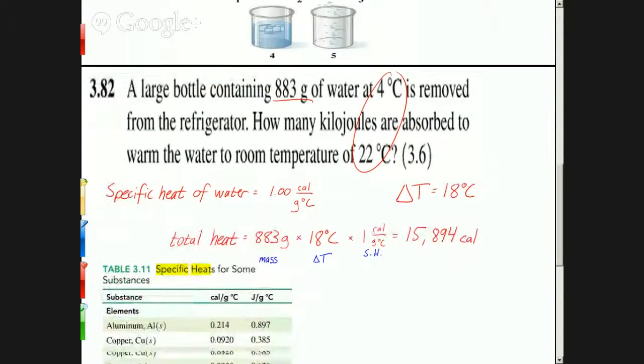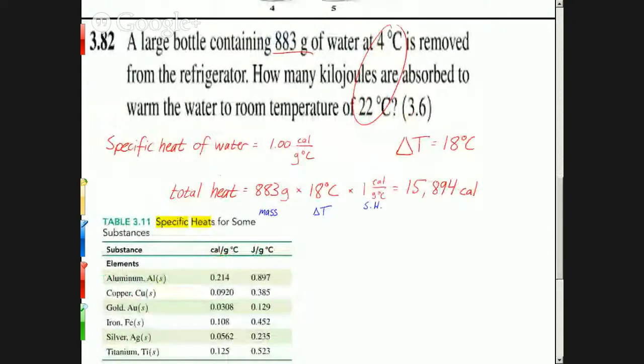Oh, we forgot one thing about our problem, so let's go back to here. We got our answer in calories, but that's not what the question asks, right? What does the question ask for? Kilojoules. How do we convert calories to kilojoules? We need a conversion factor. You don't actually have to memorize this number, but it'll be helpful if you've done a lot of problems with it. That 1 calorie is the same as 4.184 joules.